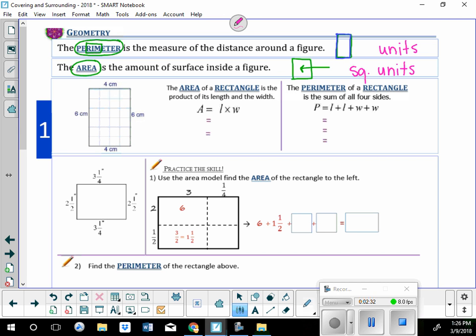Okay, so the first problem we have asks us to find the area of a rectangle. We've also been told that this is the product of its length and width. Product lets us know that we are multiplying. Okay, remember I told you we're going to work really hard on using our equations. So if we say area equals length times width, our length is 6 and our width is 4.